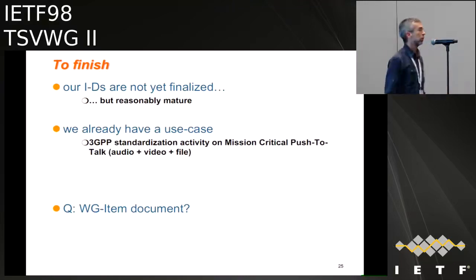So, last question. Are you interested in this work? Do you believe it makes sense for this group or for the IETF in general?